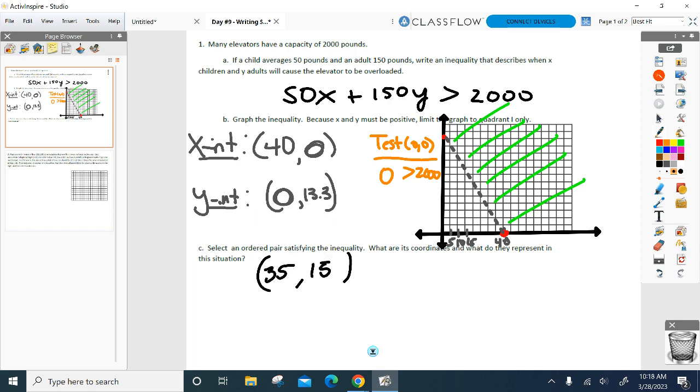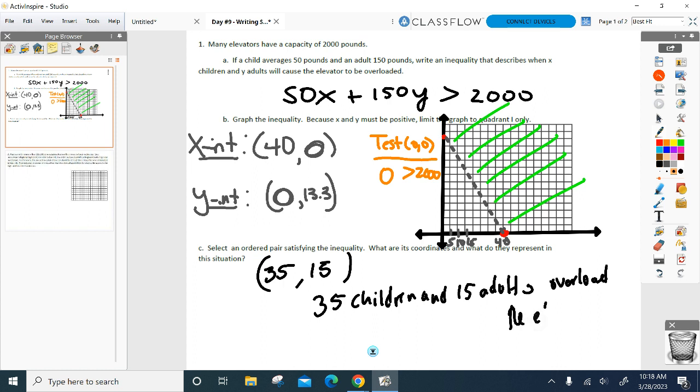Now tell me what it means. Nick could have given me any other point too, but 35, 15 works. What was the x coordinate again? Go back to the context of the problem. What's my x? 35 kids. So 35 children and 15 adults do what? There you go. 15 adults overload the elevator. And that could be any combination of numbers as long as it's in the shaded region.